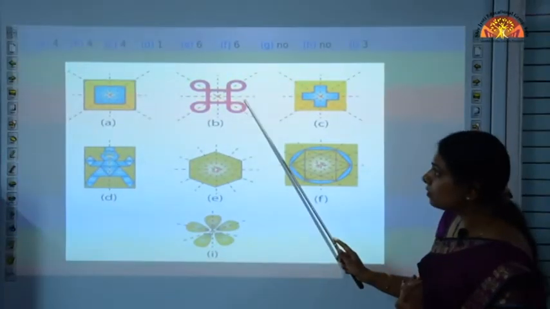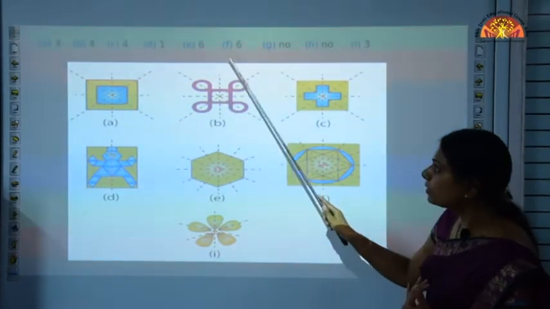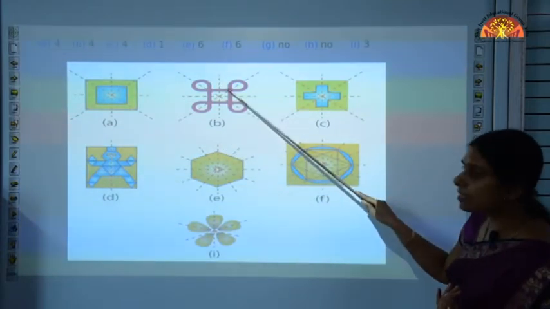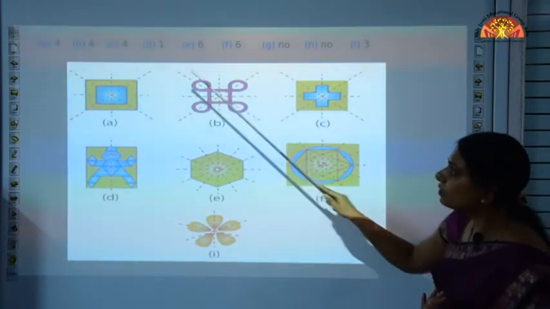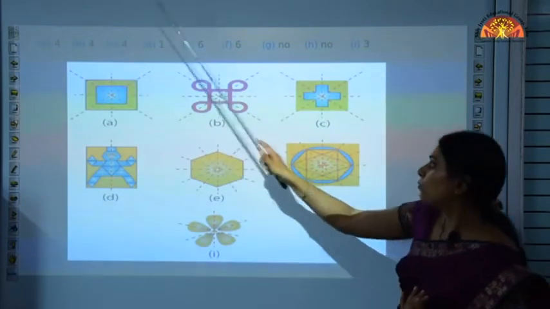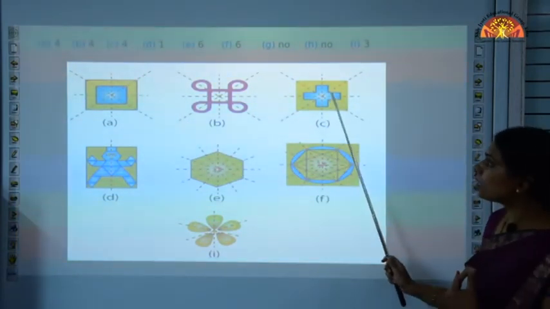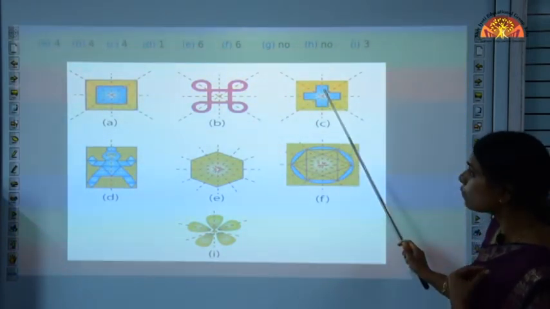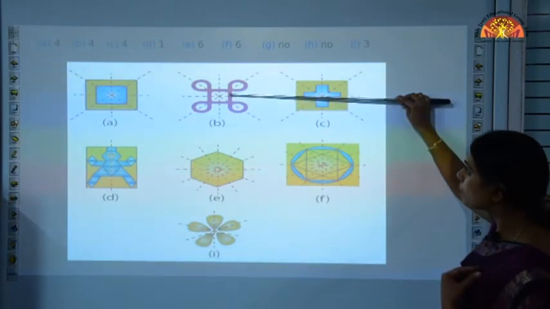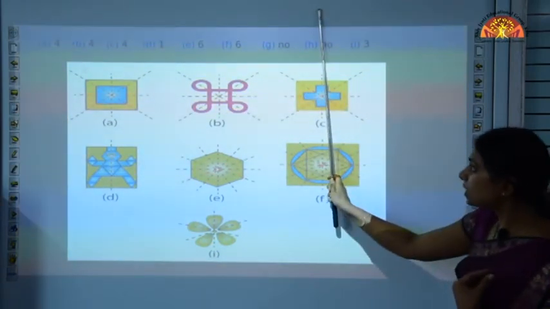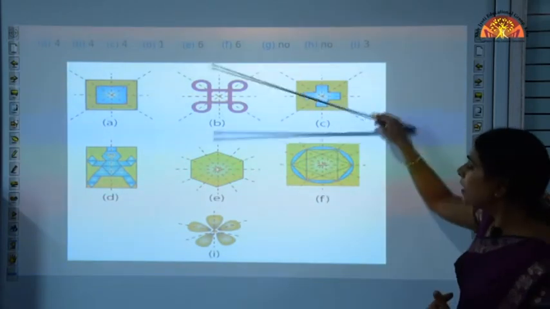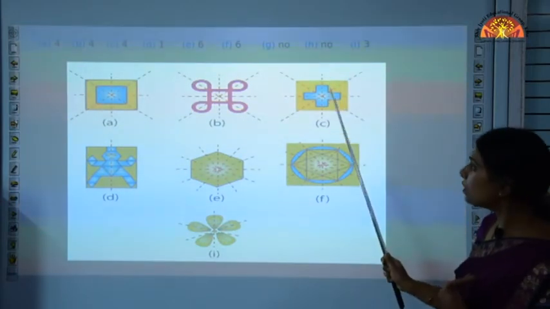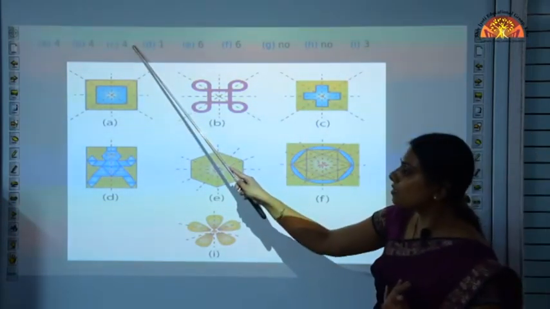Similarly, just see this figure. Again, there are 4 lines of symmetry, that is vertical, horizontal and along both the diagonals, that are the slanting lines. So again, for this figure, there are 4 lines of symmetry. If you are considering another figure, you can see that inside this rectangle there is a plus mark. So how many lines of symmetry are there? Again, when you are dividing horizontally, it is divided into 2 parts. Vertically, again it is divided into 2 parts, and if you are dividing in this way, again it is divided into 2 parts. So for this figure also, there are 4 lines of symmetry.